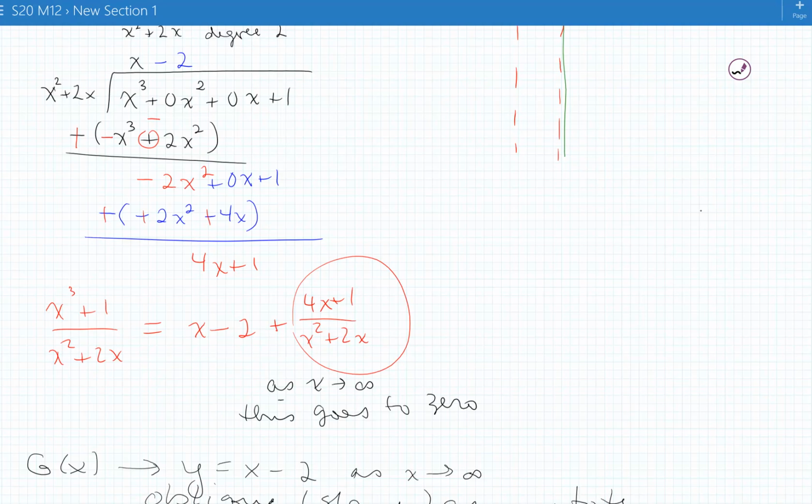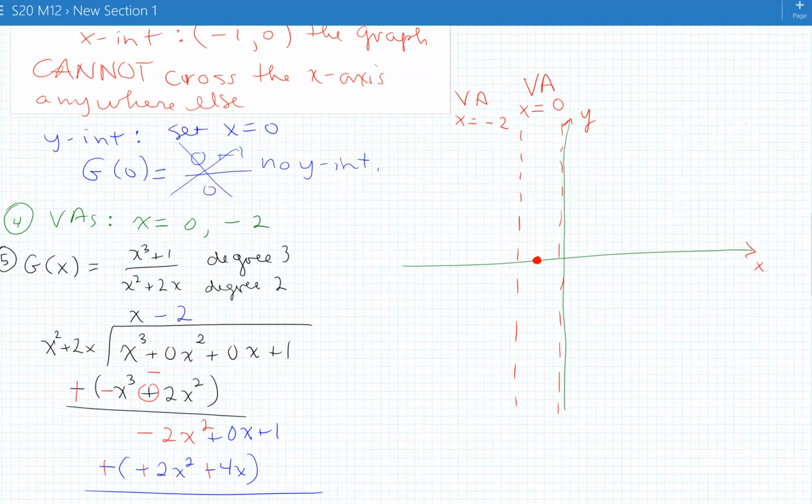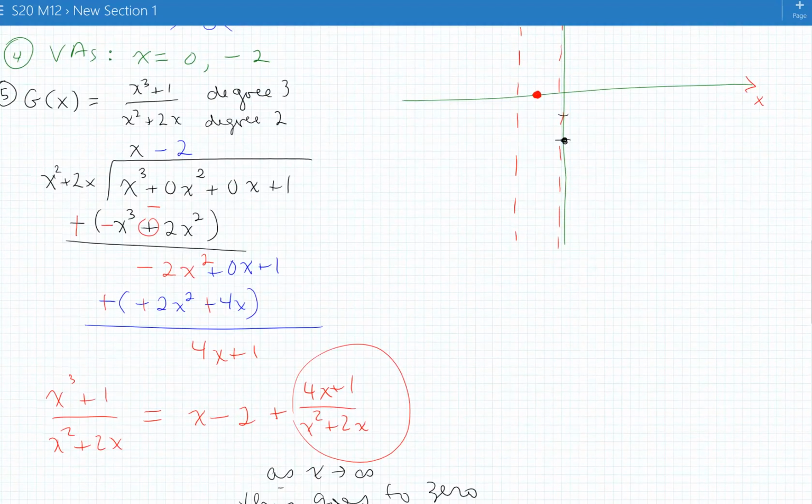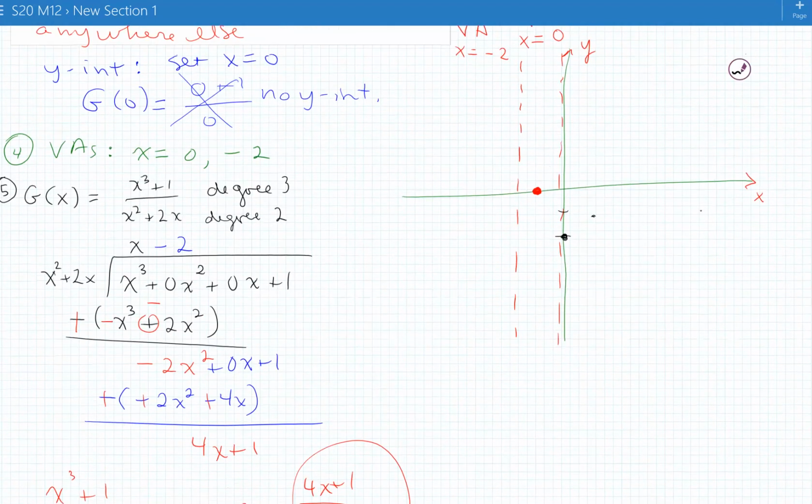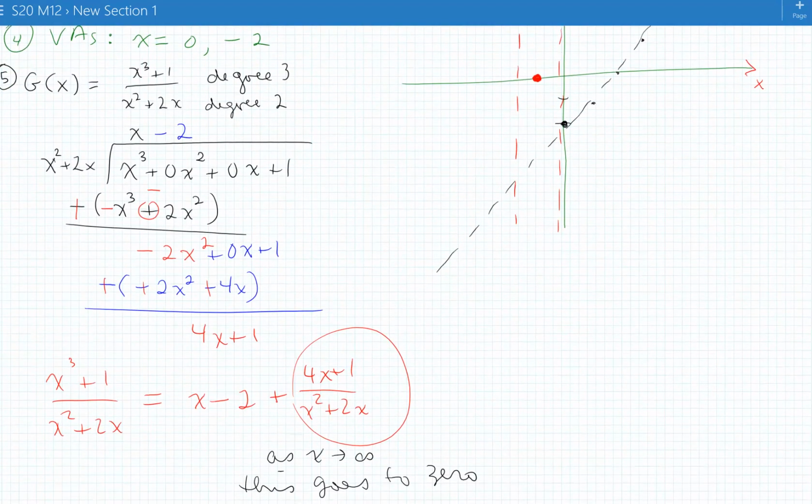Okay, so we need to add that to our graph, y equals x minus 2. So it has a y-intercept of -2 and a slope of 1. So here is my oblique asymptote, y equals x minus 2. Okay, so now I have to figure out where my graph goes in here. Oh, I have another thing I need to do in step 5.